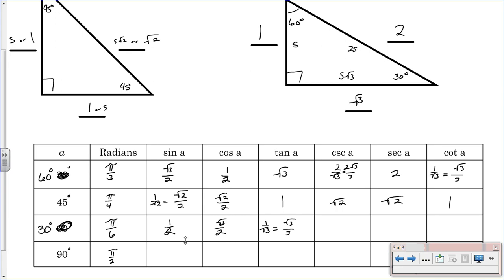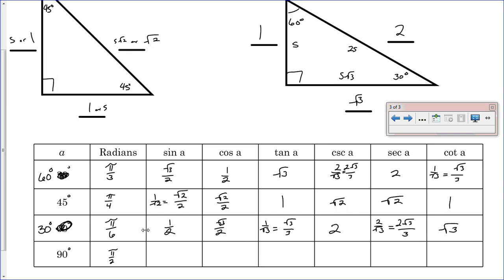The cosecant is the sine flipped upside down, so 2. The secant is the cosine flipped upside down, so 2 over the square root of 3. When you rationalize that, it's 2 times the square root of 3 over 3. Then the cotangent is the flip of the tangent, so 1 over square root of 3 just becomes the square root of 3. All right.